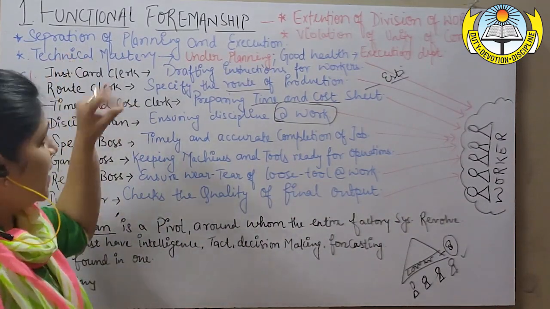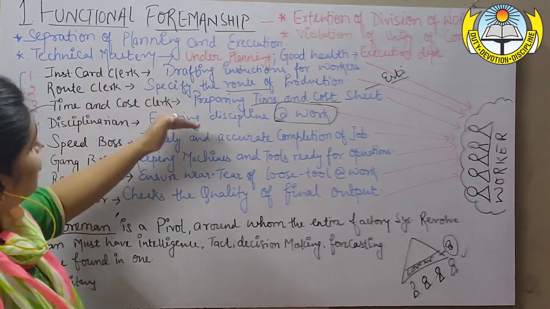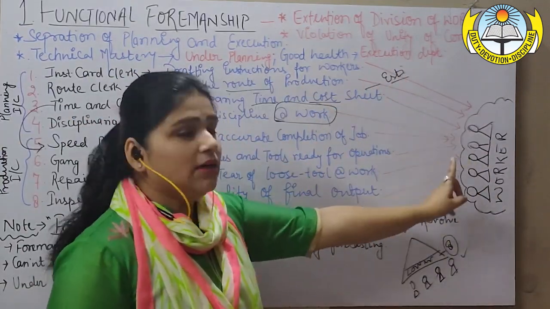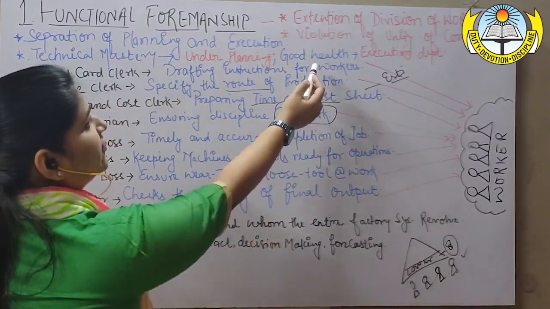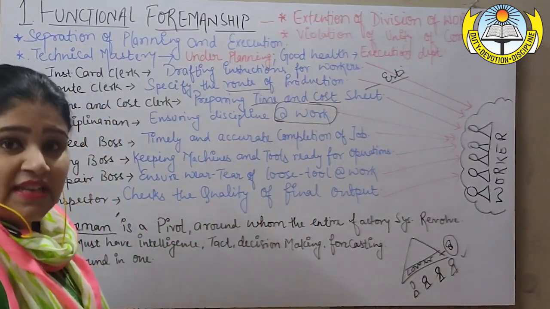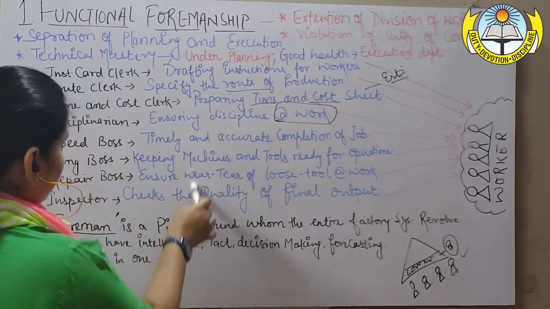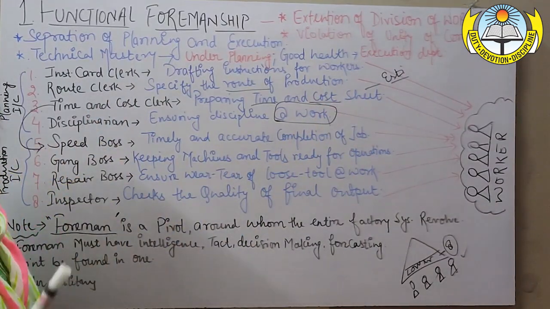This is all about the planning area. So all these 4 planning people are instructing, guiding and commanding all the workers at a time. Remember, all of them are offering the ways, not the means. They are just telling them what, whereas this particular area will talk about how.